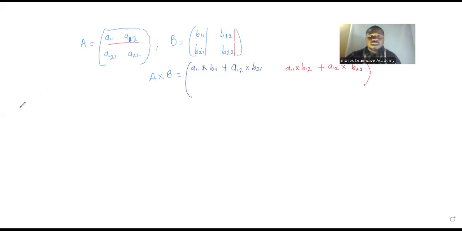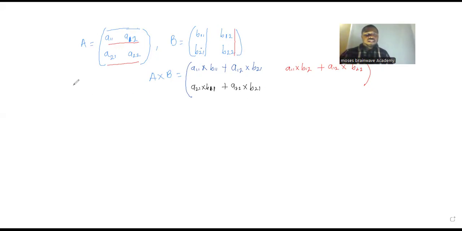Then I want to get the element in the second row, first column. So I'm going to take the second row and then multiply the first column. So in this case, what are we going to have? Let me use a black one. So the dark one will have A21 multiplied by B11, then plus A22 right over here, multiplying this element, B21.